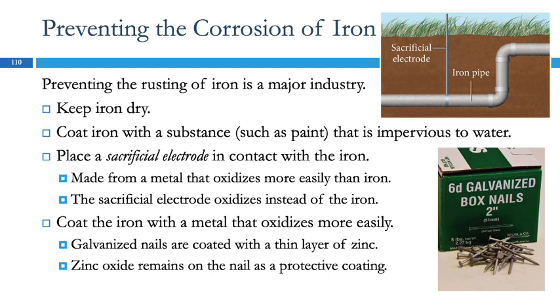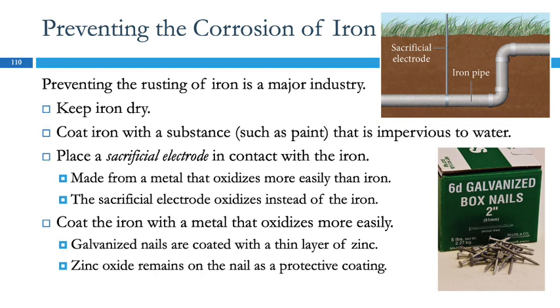So how can we prevent corrosion? There's actually a whole industry around the prevention of the rusting of iron. Well, keeping the iron dry is essential. How do you do that? Well, one common method is to paint the iron. If you paint the iron, the paint acts as a barrier and keeps the water away from the iron until you chip the paint, right?